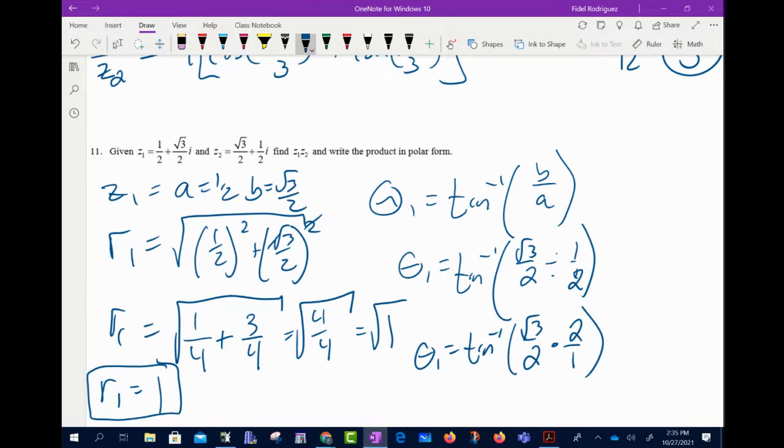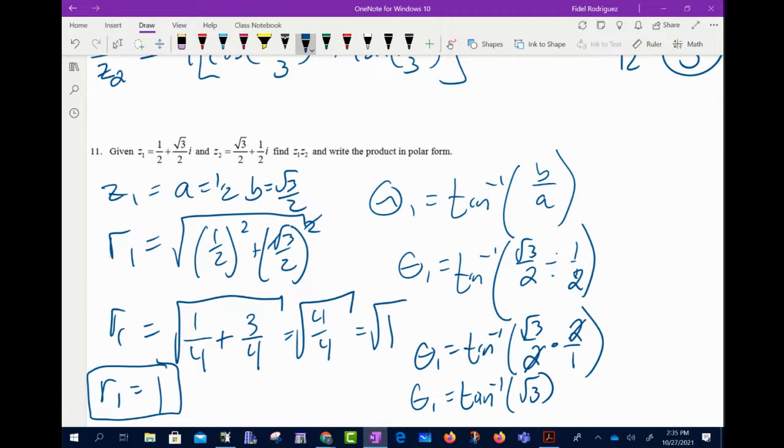So what's going to happen to that 2 on the bottom and the 2 on the top? Right here, y'all. Anybody know? But remember, we're multiplying them, so what's going to happen with those 2's? Won't they just cancel out? Yeah, there you go. So very good. Tangent, or theta 1, is tangent inverse of the square root of 3.